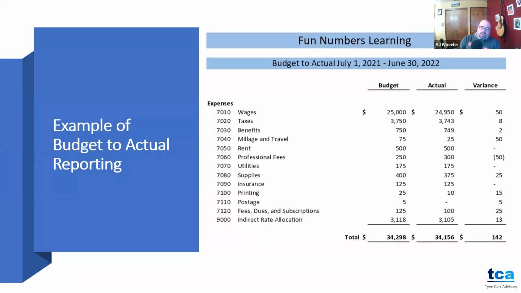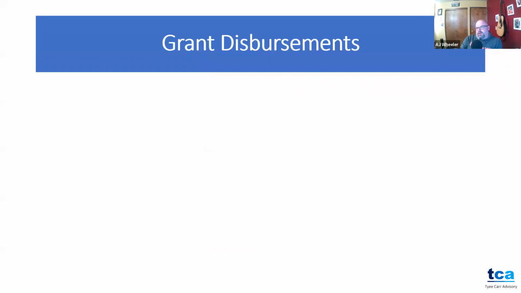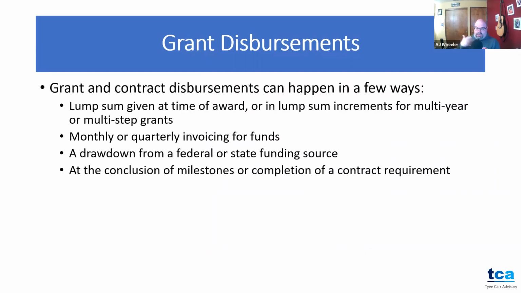So how are grant disbursements done, or how do you get paid for this stuff? Again, we talked about before, a lump sum given for an award, or lump sum increments for multi-year or multi-step grants is often done. We talked about the quarterly or monthly reimbursement schedule that happens. If you have federal funds, it's literally like logging on and drawing down money from an outside bank. And there are some statutes that happen around that.